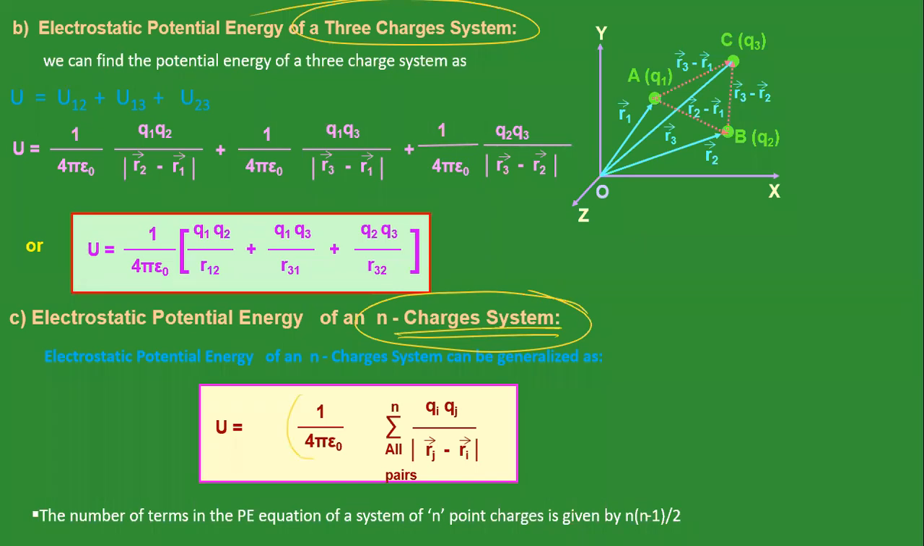So this is 1 upon 4 pi epsilon 0, summation of qi into qj, divided by rj minus ri. So this is for all pairs. We have to see one problem based on this. Let's see the problem. So the concept is clear.